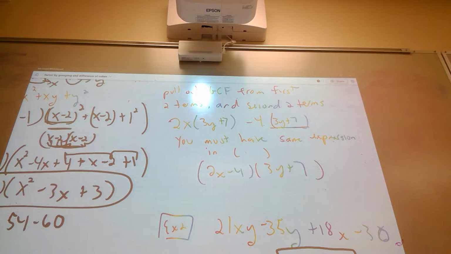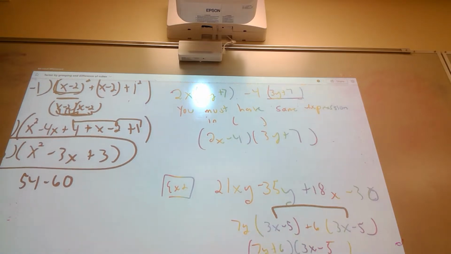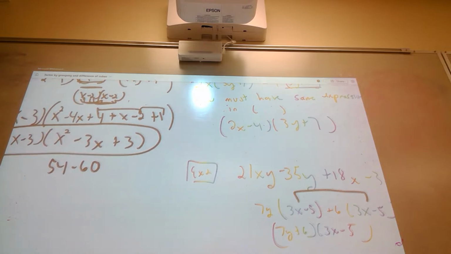Right, you pull out the 3x minus 5, what you have left is 7y plus 6. Okay? All right, let's go to the next one. Let's see you do this.